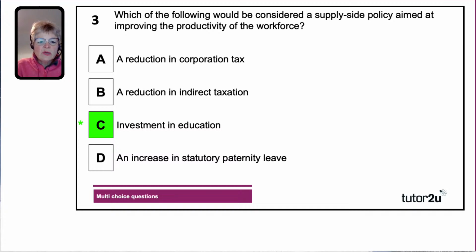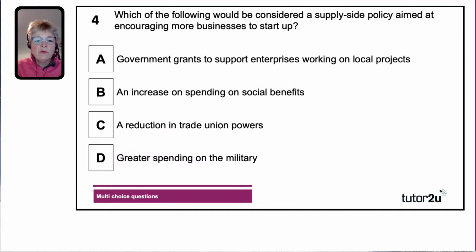Let's have some answers. We've got answer C. It is straightforward, answer C. Let's move on to question 4. Which of the following would be considered a supply side policy aimed at encouraging more businesses to start up? So just be careful when reading the question.